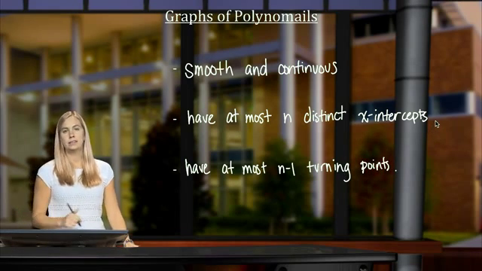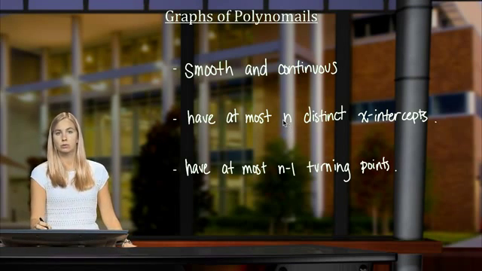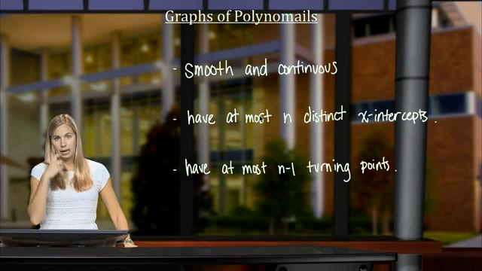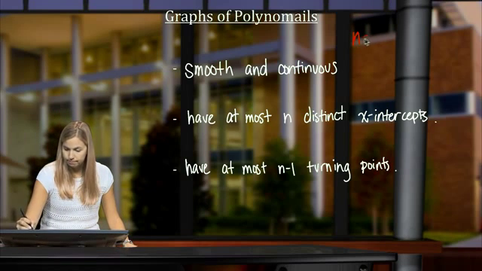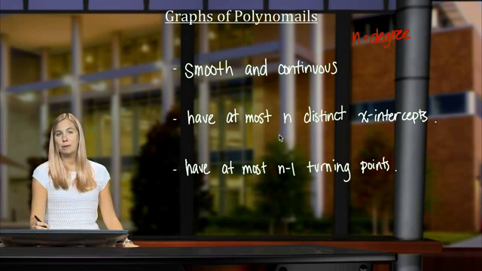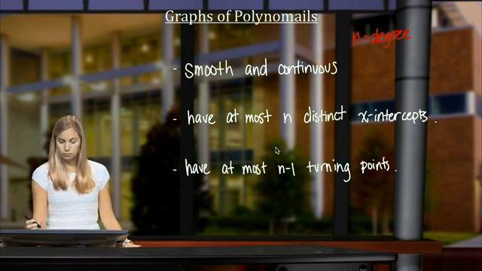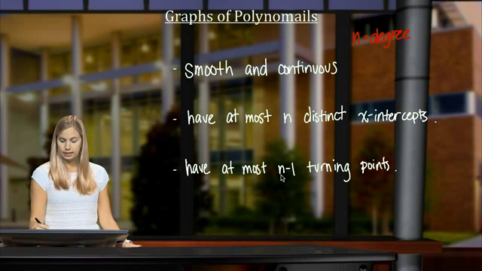Now let's talk about these last two. At most n distinct zeros. What does n represent? N is our degree. So that's going to be the value of the highest exponent in the polynomial. So we see that here and here.